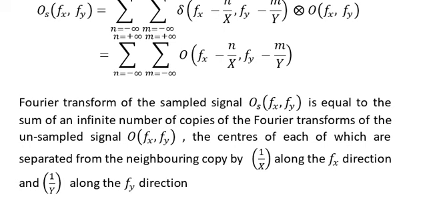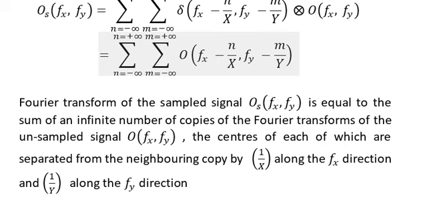This is what we have stated over here. The center of each of which is separated from the neighboring copy by 1 over capital X along the fx direction and 1 over capital Y along the fy direction. So these copies, which are infinite in number, are separated by, for example, if you put n equal to 0, the first copy will exist at fx equal to 0, and fy equal to 0 if you put m equal to 0.